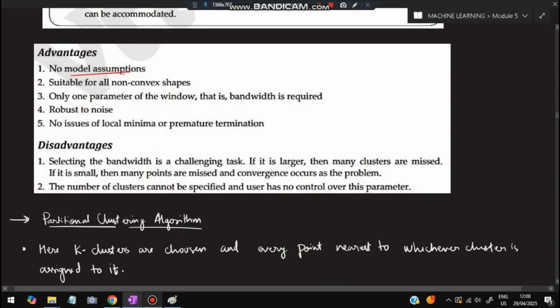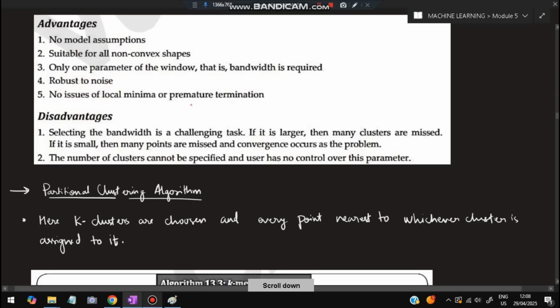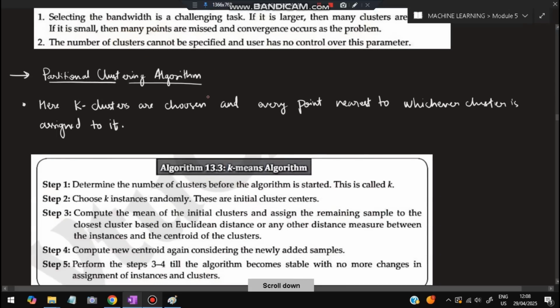Advantages: no model assumptions, and suitable for all non-convex shapes. Only one parameter is there, which is the window size, and robust to noise, and no issues of local minima or premature termination. Disadvantage: selecting the bandwidth is a challenging task, and the number of clusters cannot be specified, and the user has to specify this parameter. Okay, so it is a disadvantage.